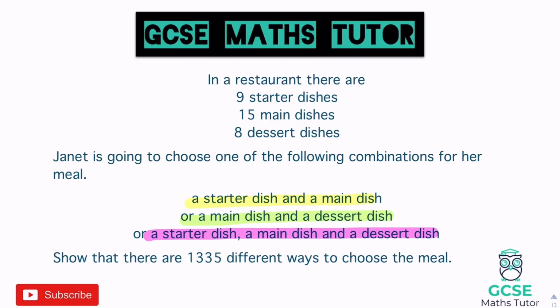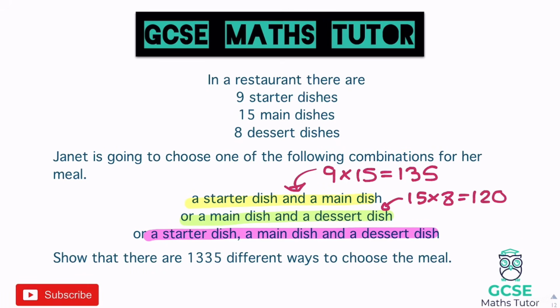So for this first option then, the starter and the main, let's have a look at that to start with. So for the starter and the main, how can she do that? So there's 9 starters and 15 mains, so that would be 9 times 15. There we go, so 9 times 15, that's how many different ways she has of doing that. And that would be 135 different options. When it comes to the main and the dessert, let's have a look at that one second. So there's 15 mains and 8 desserts, so that'd be 15 times 8. And 15 times 8 there gives us 120.